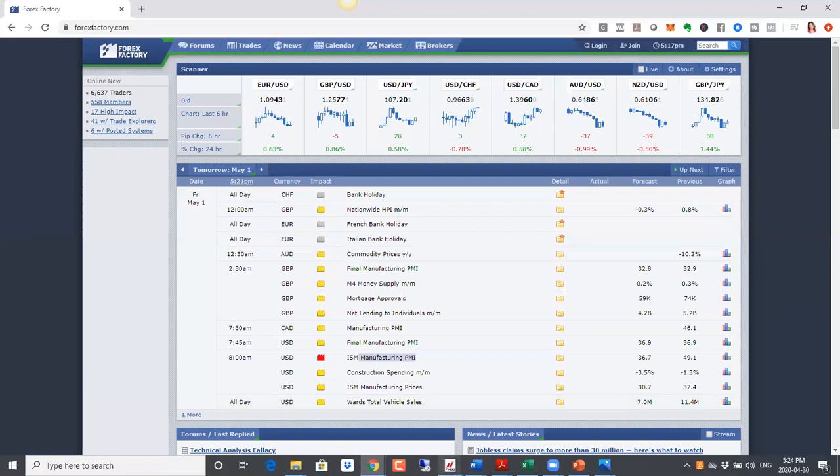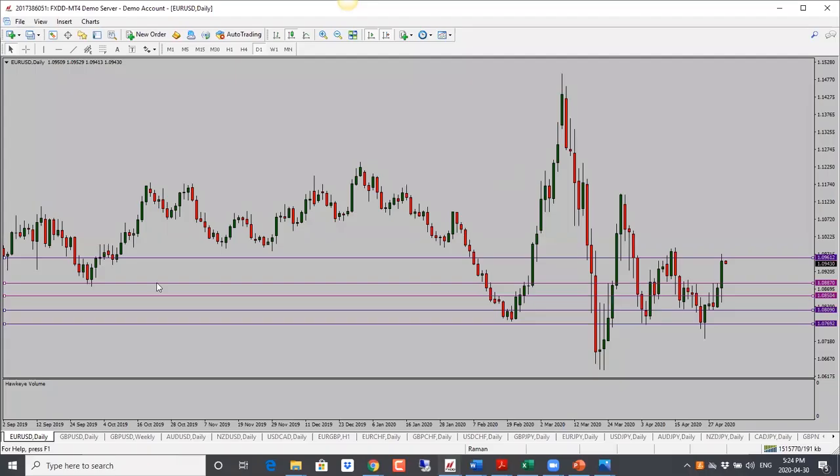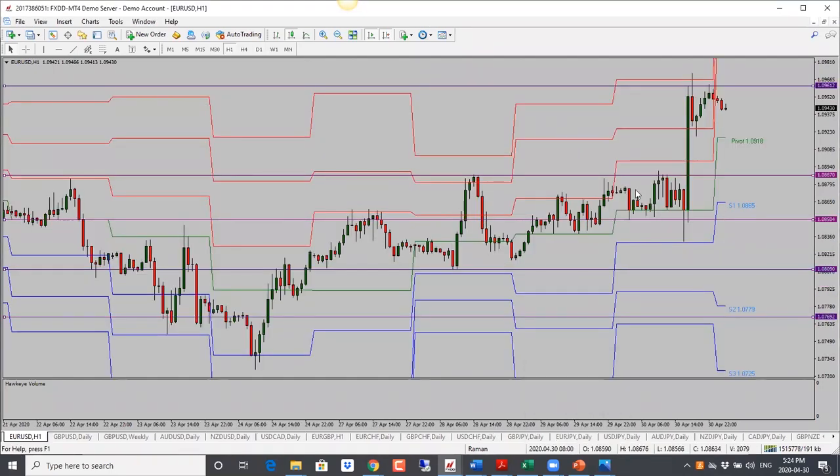So let's go on to our charts here. We'll start off with euro dollar. So euro, as we saw, had a big move to the upside here. We'll take a look at the 1 hour chart here. We see this big inefficient move to the upside here.